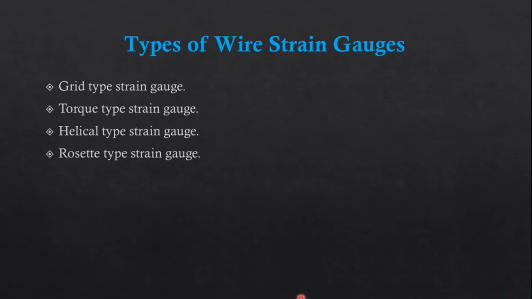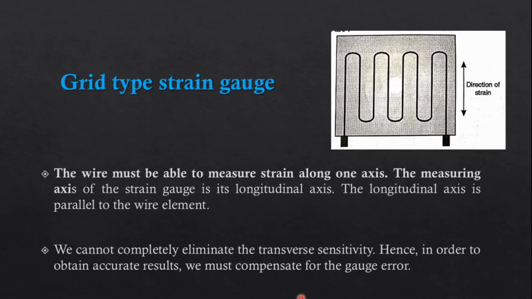Types of wire strain gauge. Okay, in wire strain gauge we have different types of strain gauge, that are four different types. First one, that is the grid type strain gauge, torque type strain gauge, helical type strain gauge, and last one, that is the rosette type strain gauge. Now we are going to discuss all these four different types of wire strain gauge in detail. So starting with the grid type strain gauge.